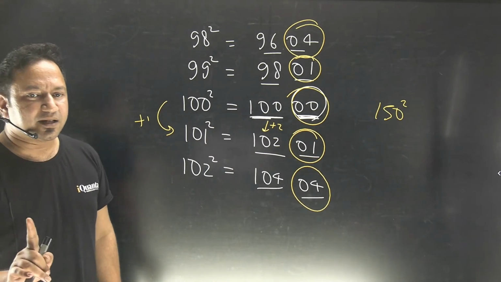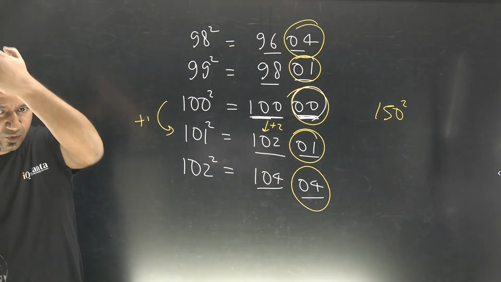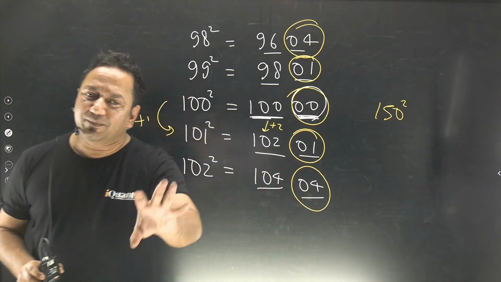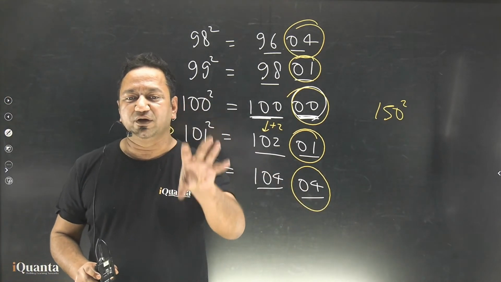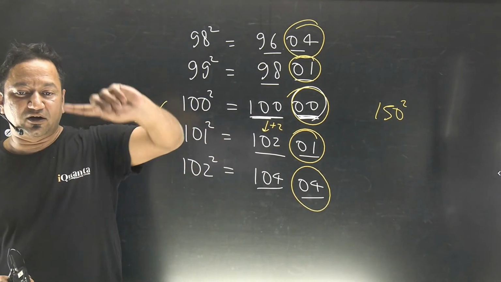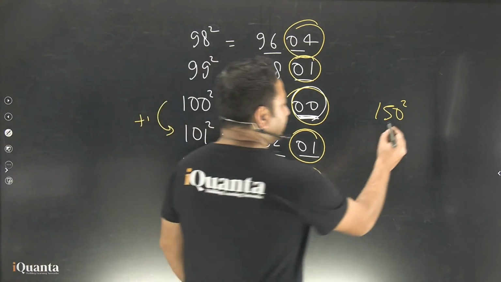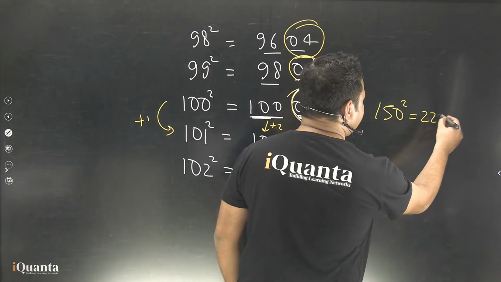This is the first pattern, that all the bases, in Sanskrit we call it mool, all the mools are basically multiples of 50. And whatever the multiple is, if it's the third multiple, the growth or decline will be of +3 or -3. So the square of 150 is 22500.